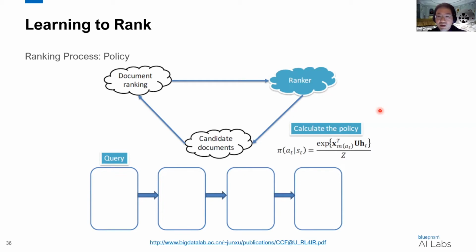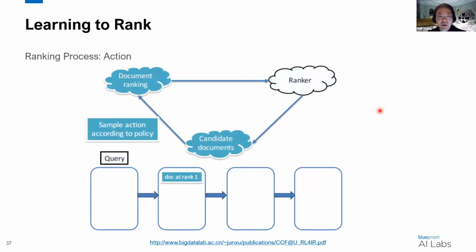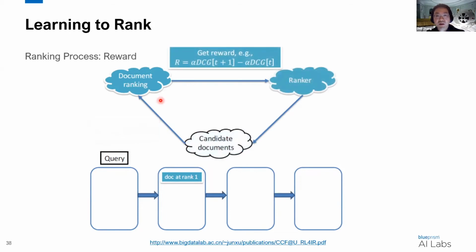So according to that policy or probabilistic distribution, we could pick the best candidate document and add it to the ranked list. So we sample one document from the candidate document set, and then that best document would be placed at the top rank. So the document ranking would be constructed one by one.